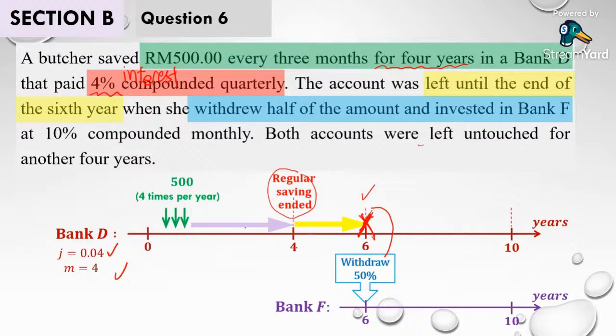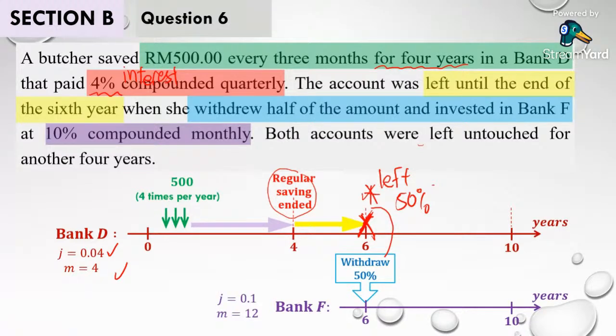It withdraws 50% out. Then what will happen is that, by right, we notice that it will also be left with 50% in the account. And the story goes on with which 50%? Later we will see accordingly in the questions. Then next part of the questions. So we were told that Bank F has an interest of 10% compounded monthly.